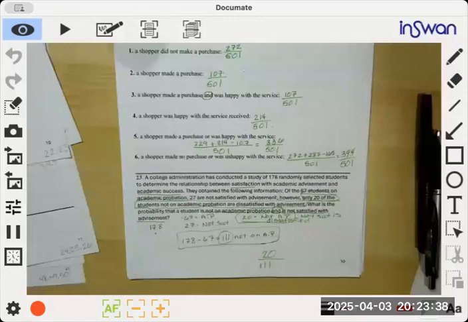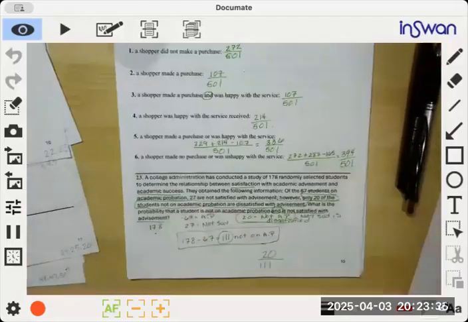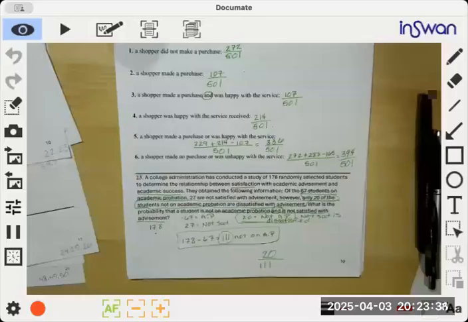Do we have another question? So we don't have to simplify that. It can't be simplified. I don't think you have to simplify any of them. Okay.